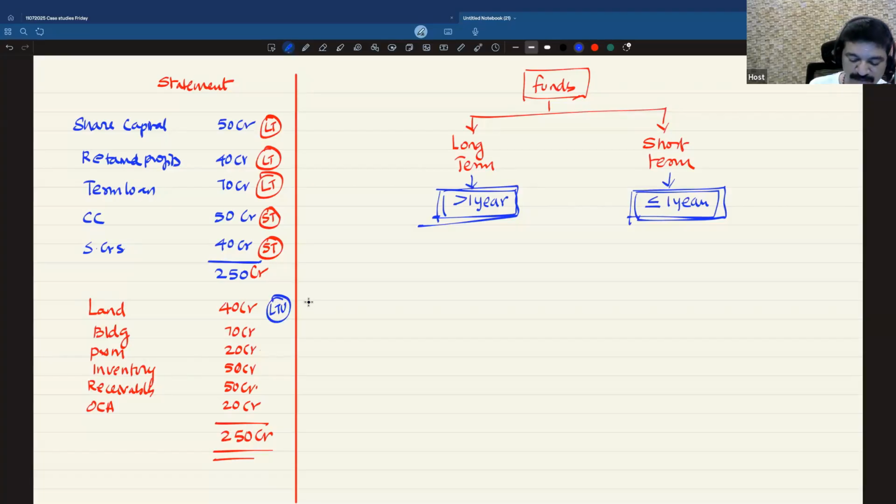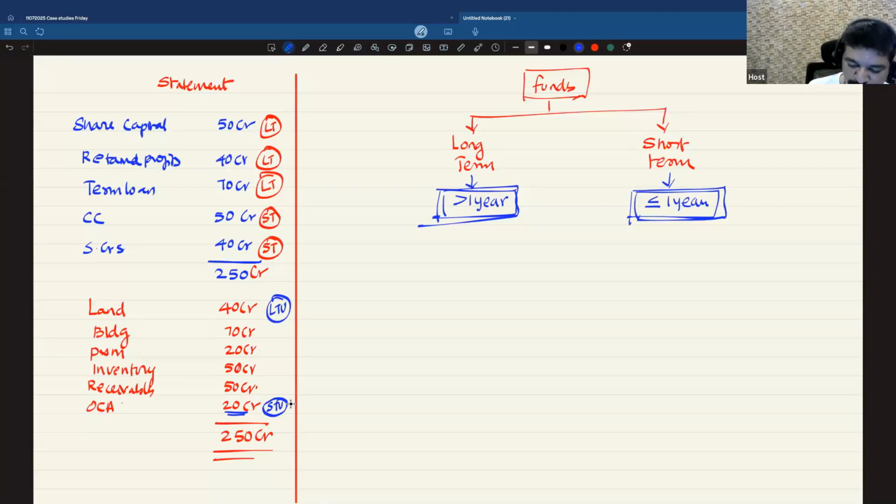Okay. I have invested 20 crore in some bank deposits, which I will liquidate whenever I want, sitting under other current assets. Not a long-term deposit, but some short-term securities or short-term deposits. Will you call it a long-term use or short-term use? We will call this a short-term use.